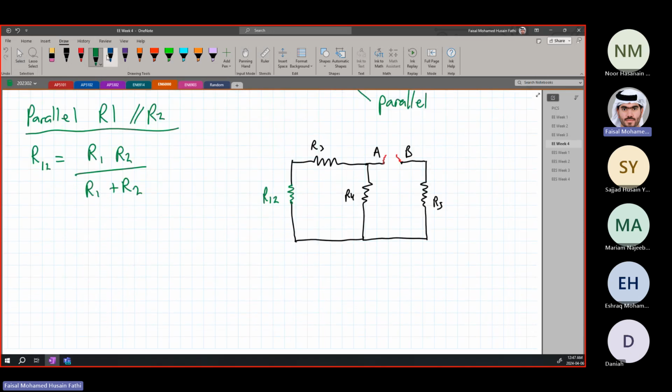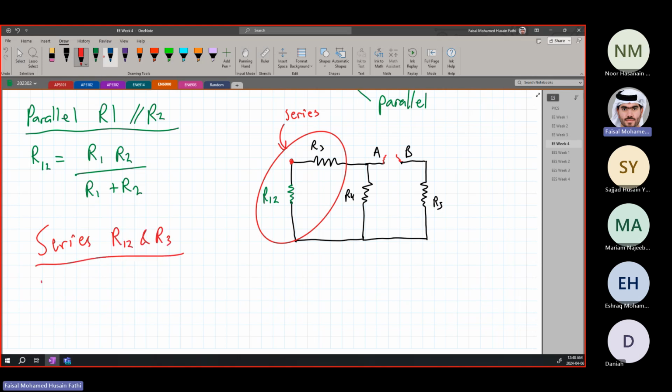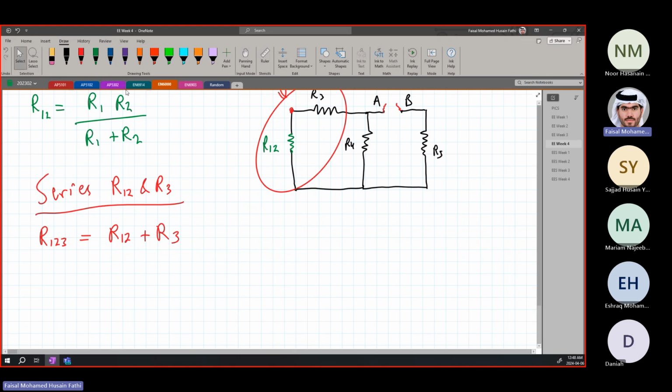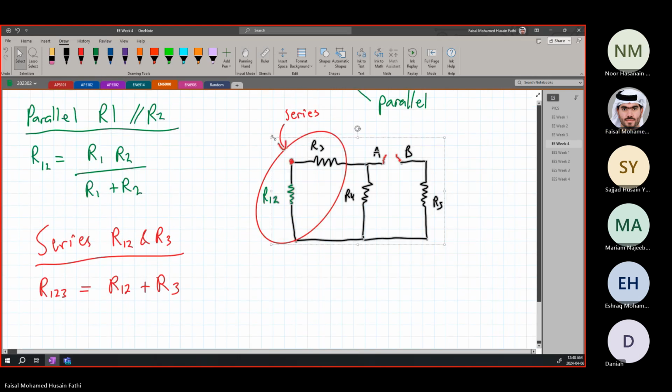Again, we will do the exact same concept. We'll look at the next two. The two closest to each other are these two. زين. R12 and R3. Are they in series or are they in parallel? They have one node that is connected in between them, so they are in series. تمام. So series, R12 and R3. فمعناته R123 is equal to R12 plus R3. Very simple. زين. And then this circuit is going to be simplified again.